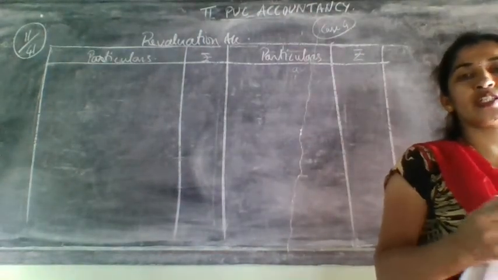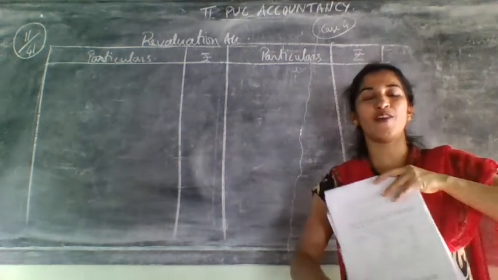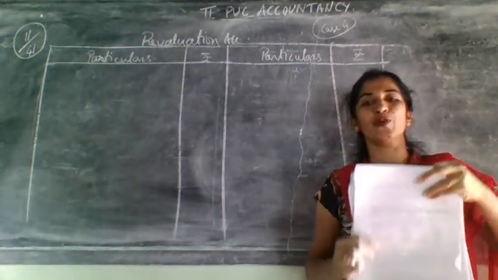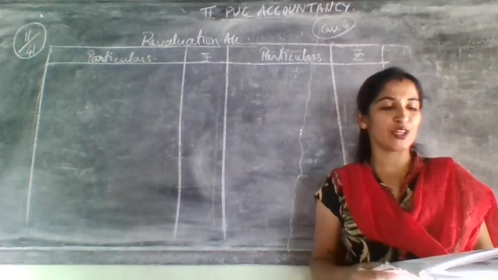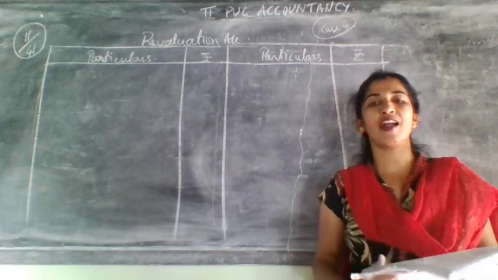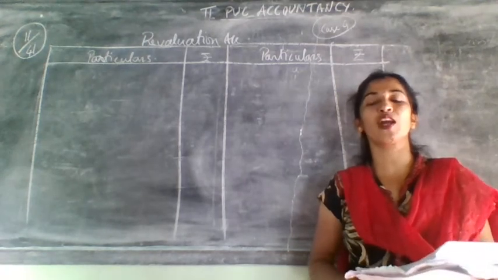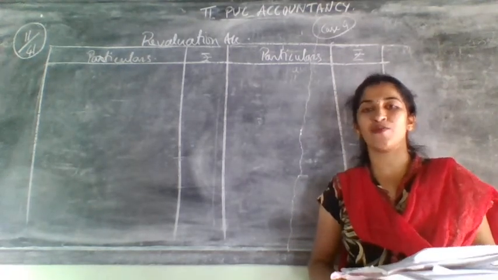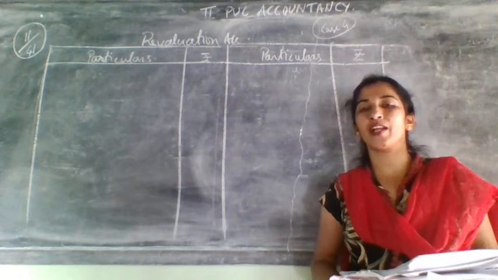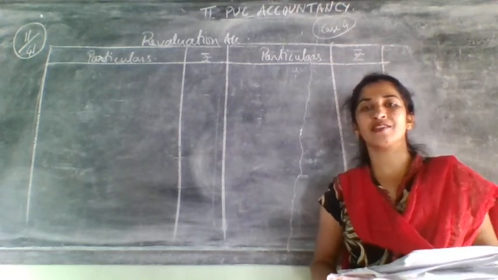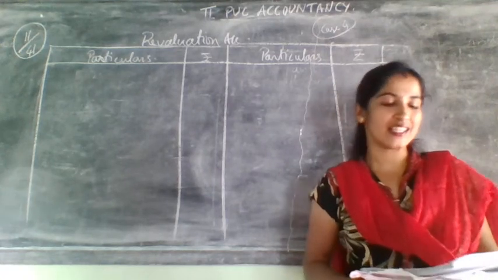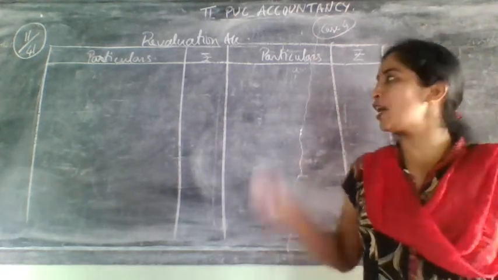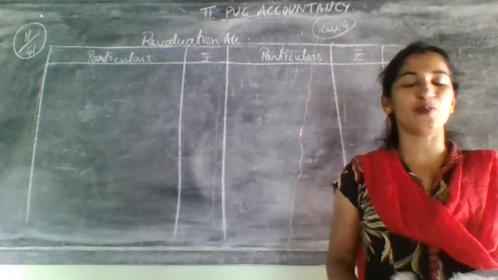Here is one change in the problem. Always you have old partners only 2 and new partner 1, but in this problem they have given you 3 old partners and 1 new. That means total 4 partners. When you open the partners' capital account, 4 partners' names on the debit side and 4 on the credit side. So adjust your page accordingly and do the problem.